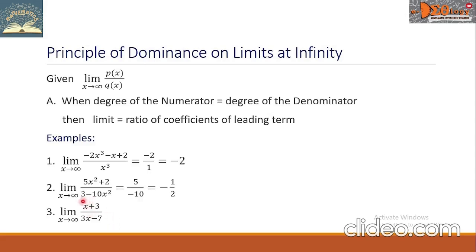In the numerator, the leading term is x. In the denominator, the leading term is the 3x. Therefore, the limit is the ratio of coefficients 1 over 3. These are the answers.